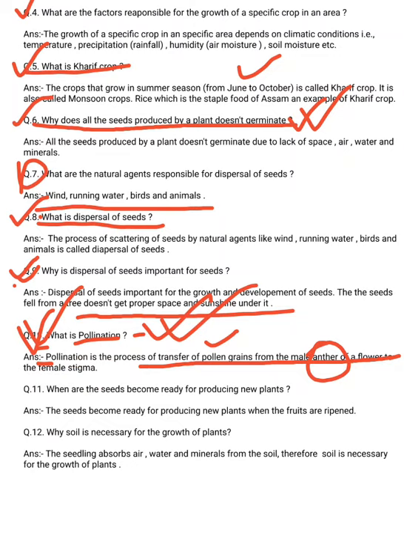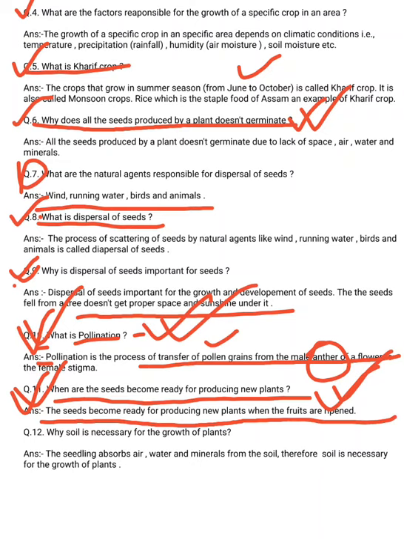Okay, let's come to the next question. When do the seeds become ready for producing new plants? I have already discussed this question above. The seeds become ready for producing new plants when the fruits are ripened. When the fruits ripen, the seeds inside become ready for germination. Alright. So the last question is question number 12.